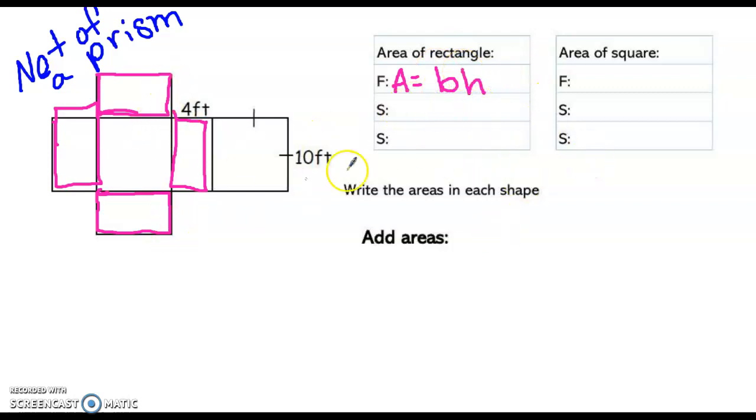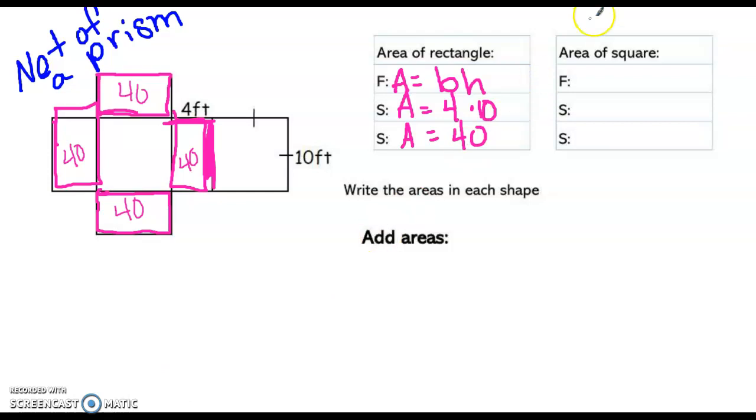So when we put our measurements on there, we have A equals, we have 4 on this one, so 4 times, and if this is 10, then this is 10. 4 times 10. So the area of those rectangles is 40. So I'm going to go ahead and write that in here. 40, 40, 40, and 40.